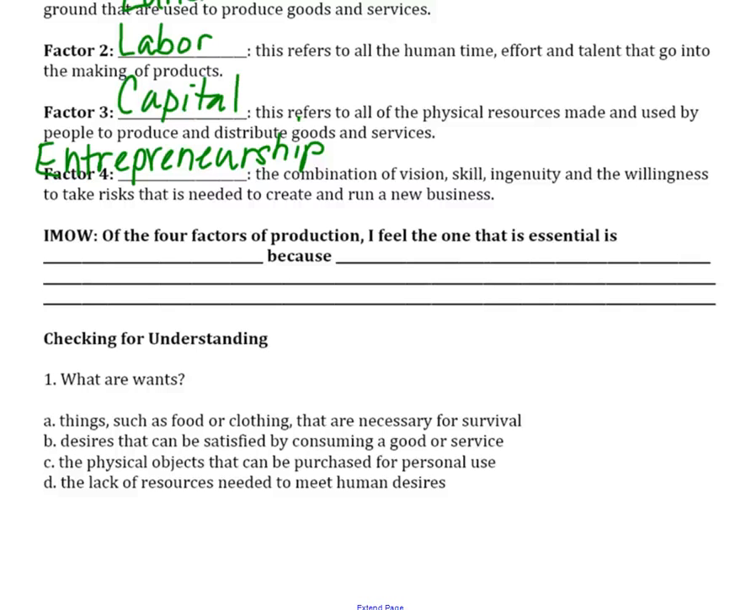Welcome back. Hopefully you were able to get rid of A, because those are needs, and then C, the physical objects that can be purchased for personal use. Well, I might want something, but it doesn't have to be purchased, and it might not be for me. So that can't be right. But they are desires that can be satisfied by consuming a good or service.